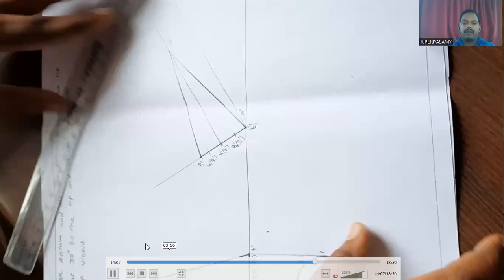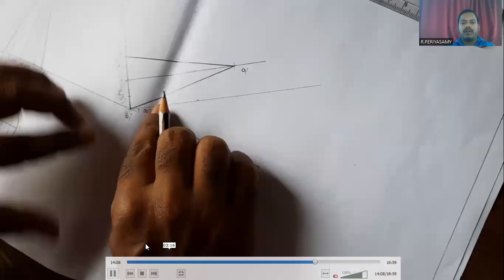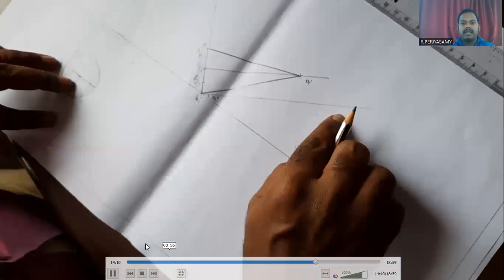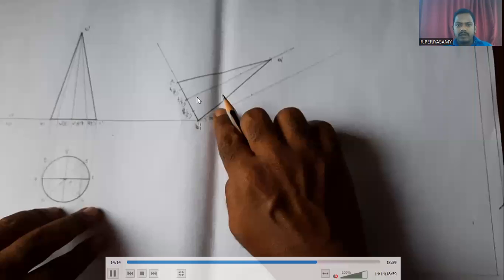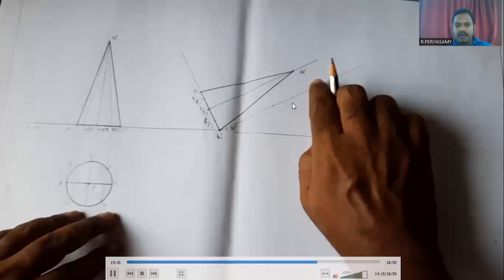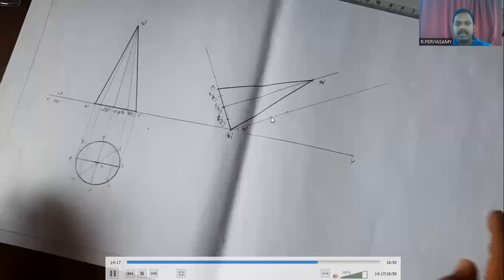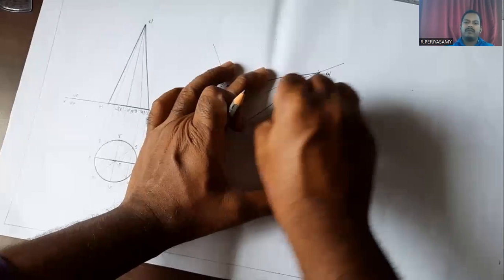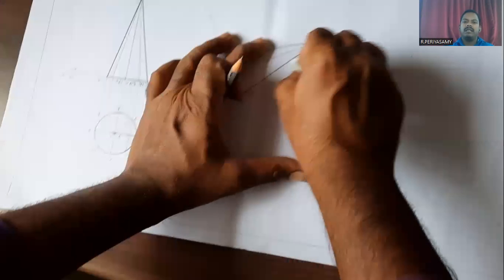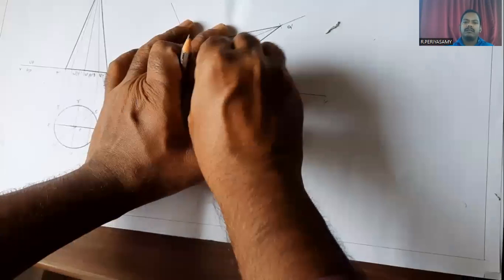Now we have to draw its center line. The center line is always perpendicular. Okay, here, this is the center line. The center line is always perpendicular to this 30 degree inclination line. So first we have to erase the unwanted lines. The excess lines we have to erase.